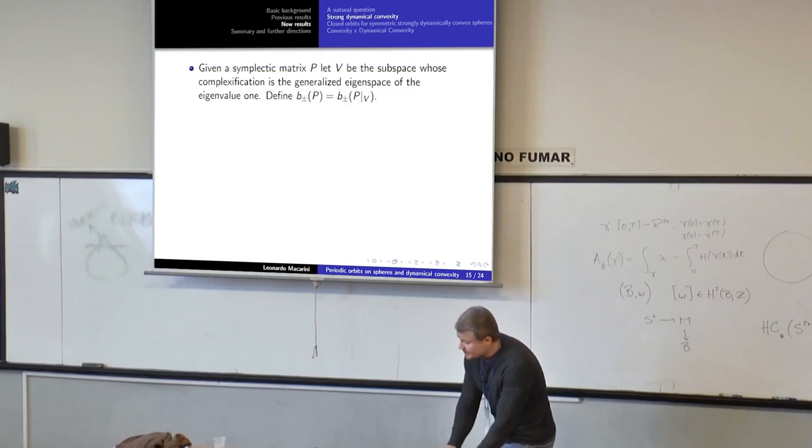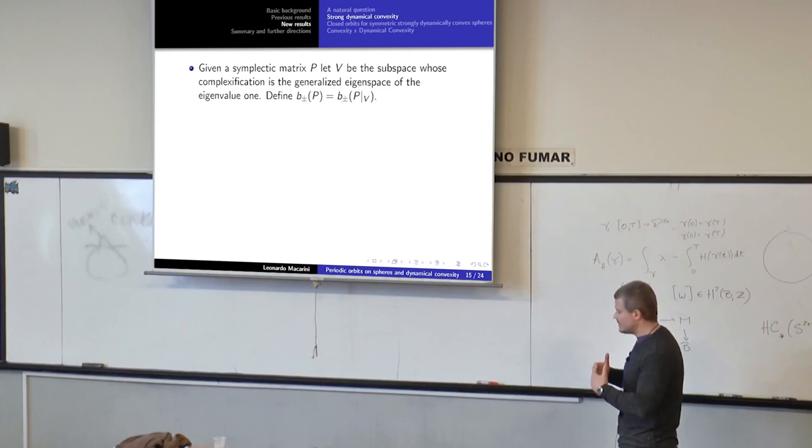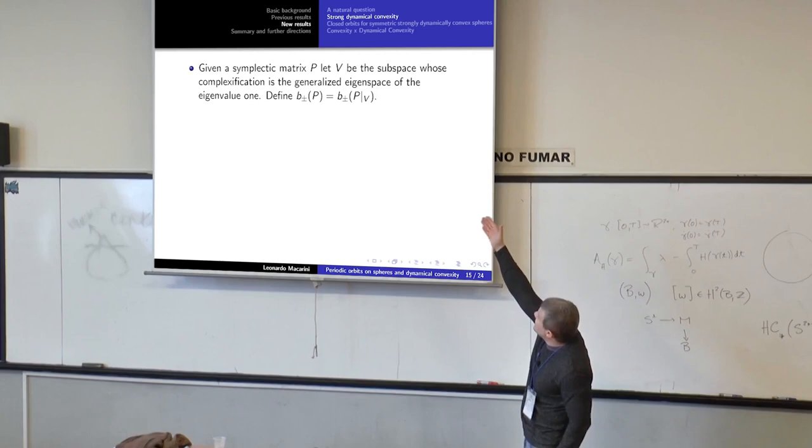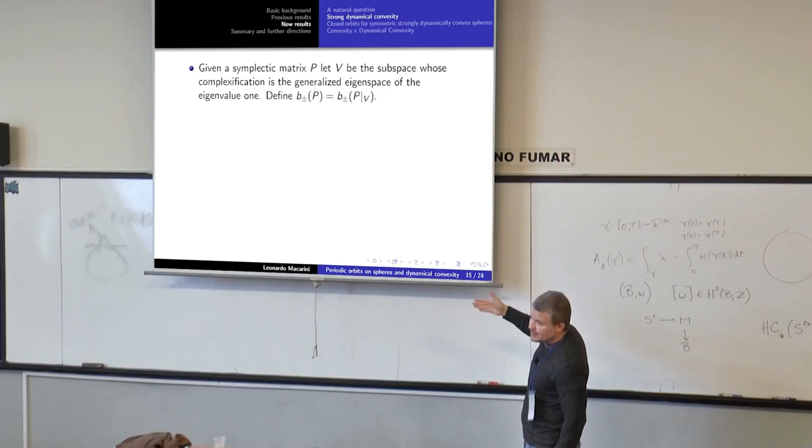And now, given a symplectic matrix, a general symplectic matrix, you take the generalized eigenspace of the eigenvalue 1, restrict this symplectic matrix to it, and you define b plus minus as before, with P restricted to this generalized eigenspace.